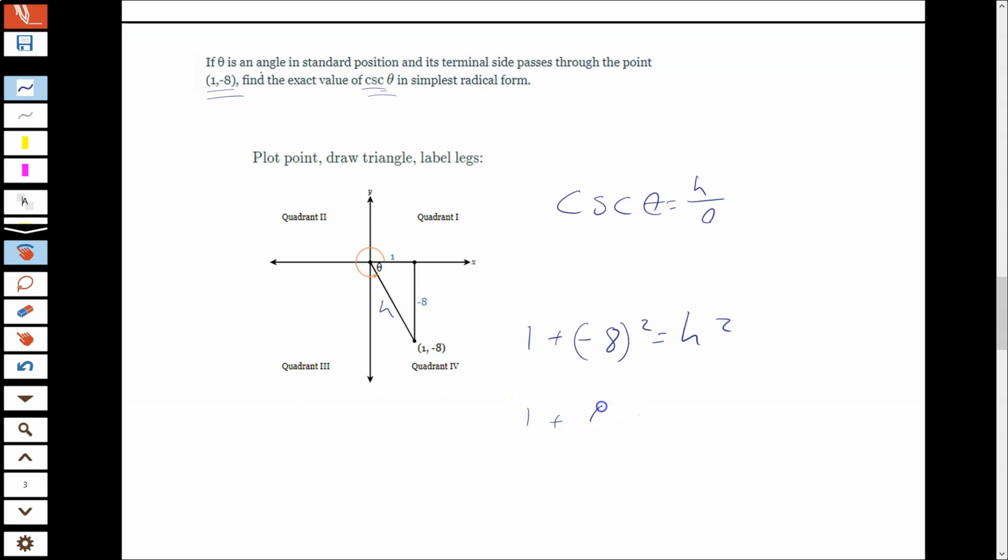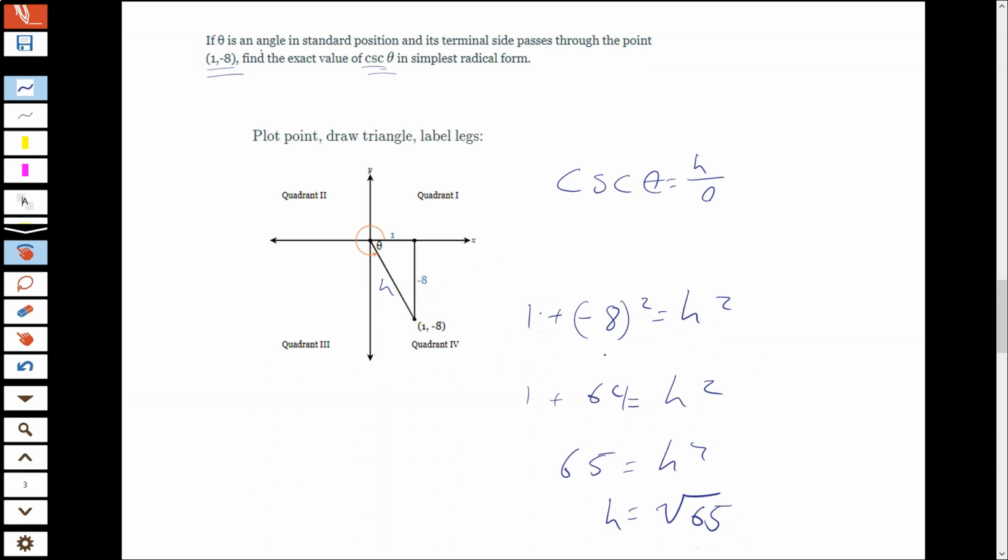1 plus 64, and that should be positive, right? If you type this into your calculator without using parentheses, it will misinterpret it and give you a negative. That's wrong, right? So a negative times a negative is a positive. Equals h squared. 65 equals h squared. And our hypotenuse is the square root of 65. Okay. That does not simplify. You can check if you don't believe me. I'm going to label that in my triangle. And then I have enough information to answer here.